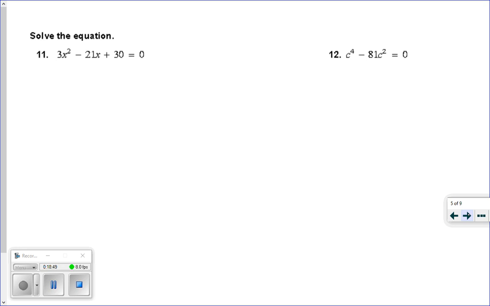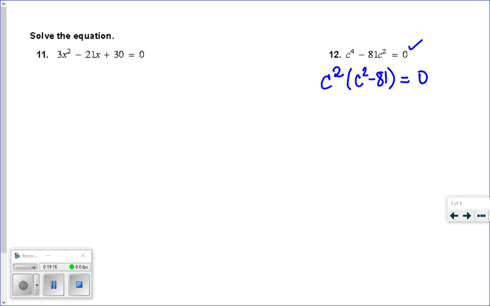So, real quick review, when we're doing these, we want to make sure they're set equal to 0 first, and then we proceed with the same steps we were dealing with a moment ago. So, let's actually try number 12. So, let's look at number 12. So, is it equal to 0? Check. Is there a GCF? Yes. There is a GCF of c squared. So let's go ahead and pull that. Leaves us with a c squared minus 81.